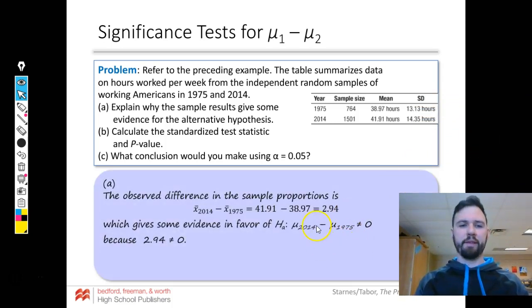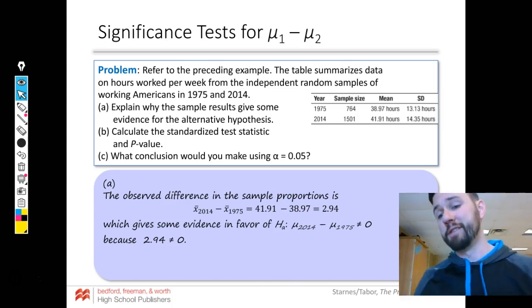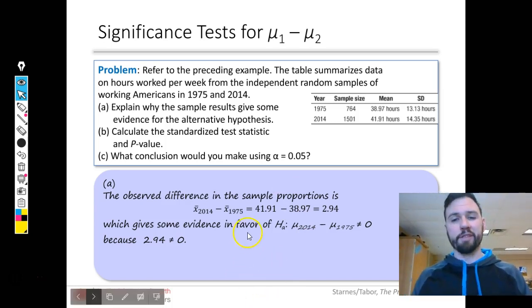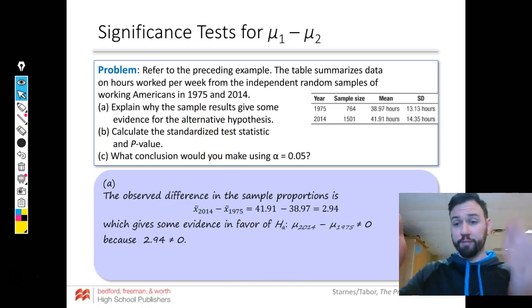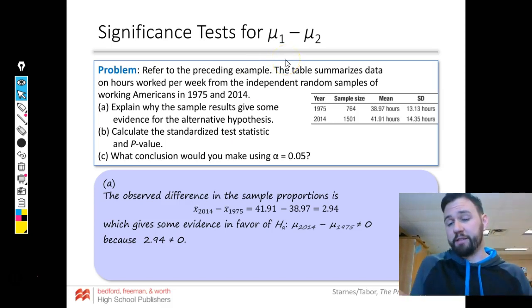So again, we have some evidence that there is a difference between them because the difference was 2.94 in our sample, which is quite large with how big the sample was. When they ask you, what's some evidence? You're just giving the straight stats. Be like, well, this one's bigger than this one. So there's some evidence that's different.